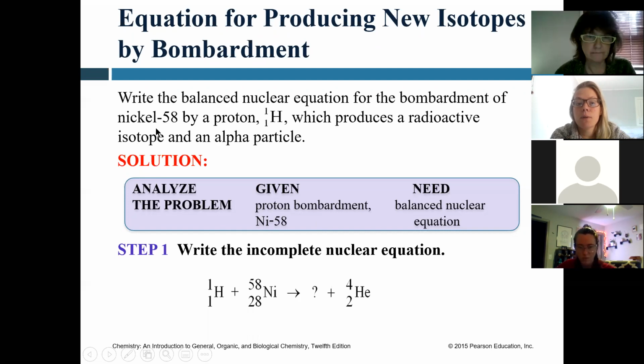If we want to figure out what the radioactive isotope is, we've got to first write our equation. It said bombarded nickel-58. So here's my nickel-58. I write the 58 on top, and the 28 is the atomic number of nickel. I bombarded it by a proton. And remember, hydrogen is just a proton, so we put our hydrogen with 1 and 1. And this produces our helium, because it says an alpha particle.